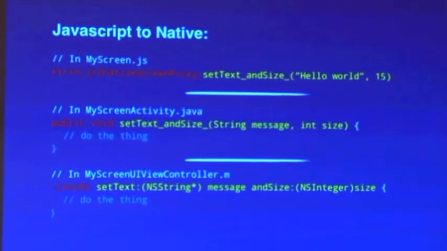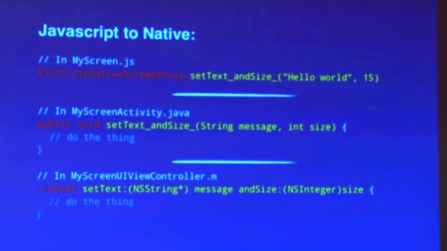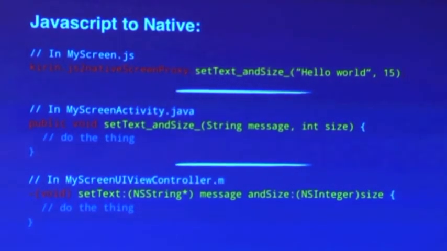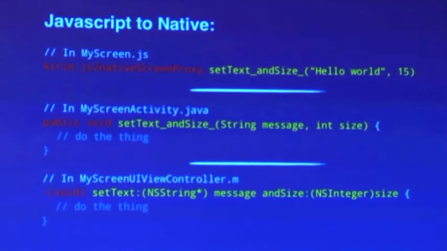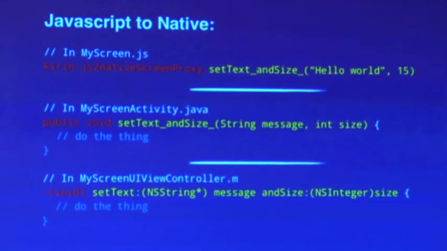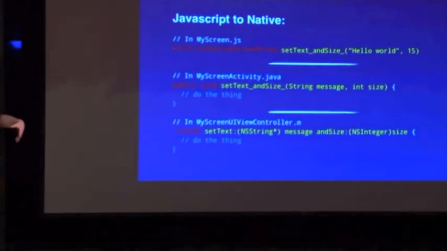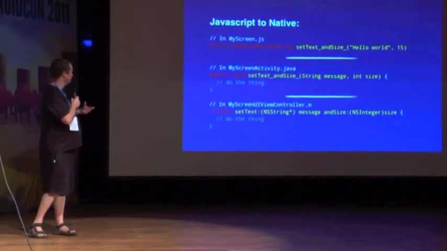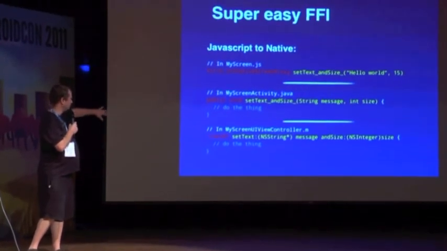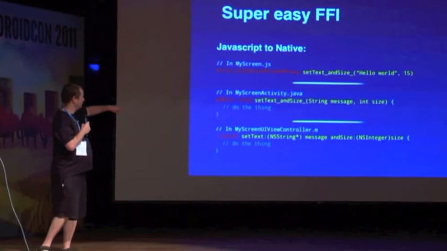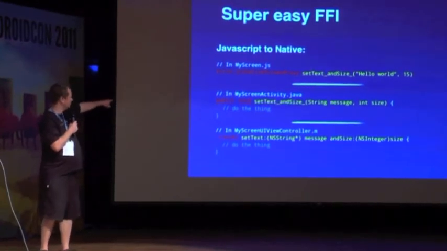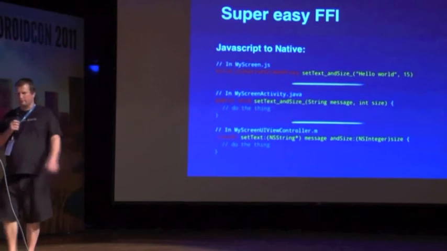The next slide is just the reverse. JavaScript calls out to native, JavaScript doesn't know what it's calling, but whatever platform you're on just responds in the right way. So, set text and size. And who's done iOS development? Cool. So iOS has this named arguments thing, and so you have to name the methods in a similar way, and the named arguments are separated with colons. And so this is why we get this funny underscore calling name convention.